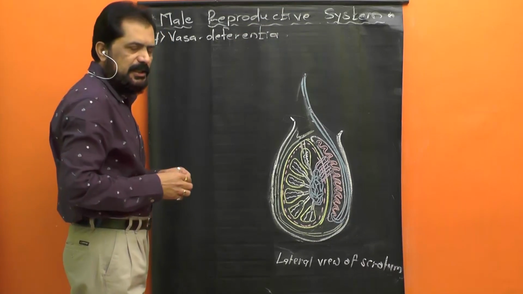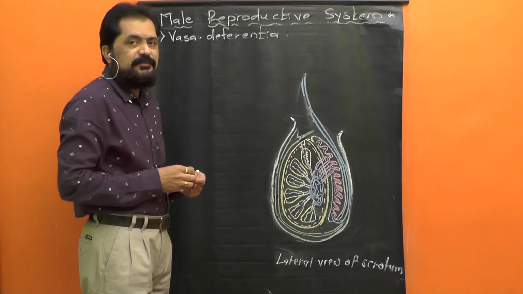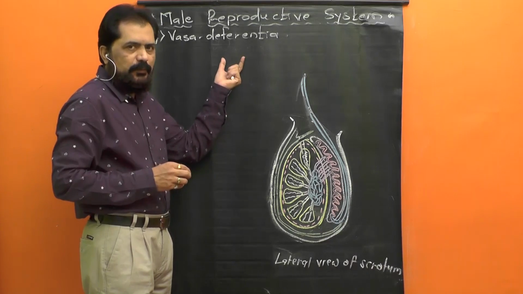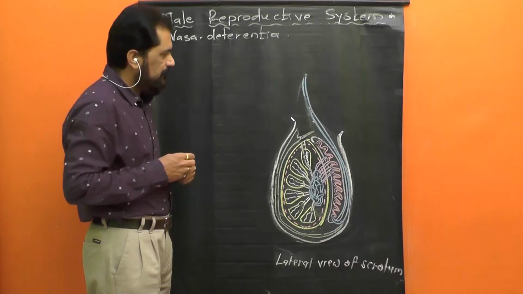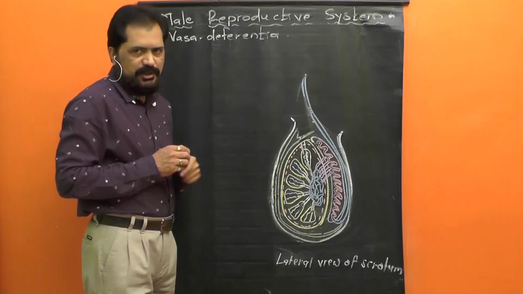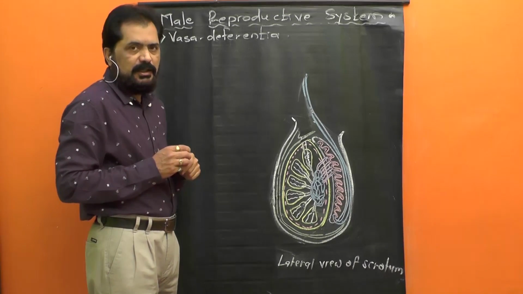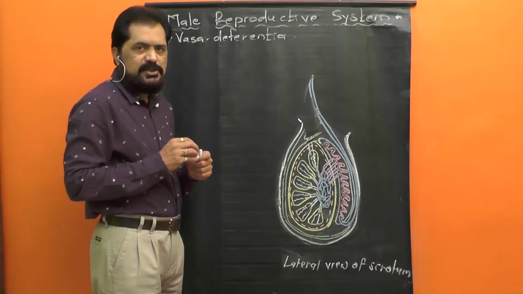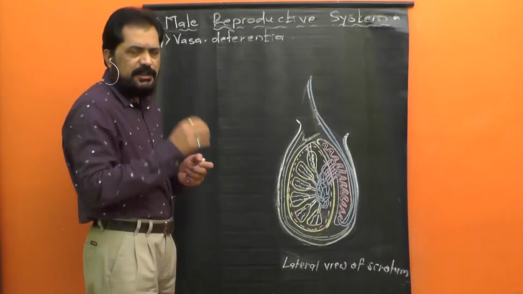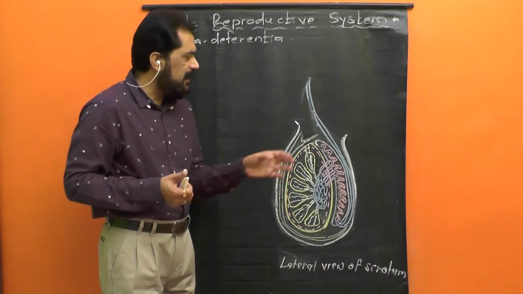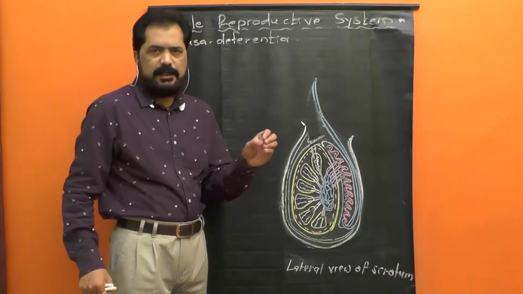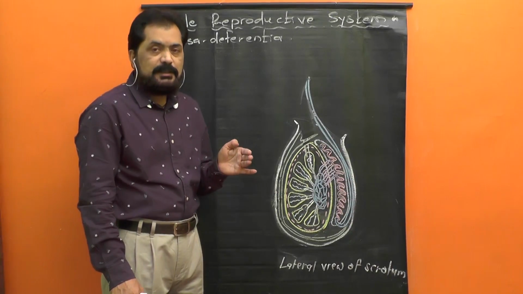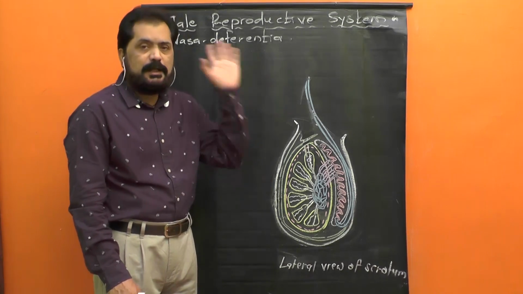Vasa Deferentia, it is plural form. Vas deferens, singular. Vasa Deferentia, plural. Now, Vasa Deferentia. These Vasa Deferentia are nothing but simply elongated and muscular tubes originating from the posterior end of Cauda epididymis. Actually, the Vasa Deferentia are nothing but the continuation of Cauda epididymis.